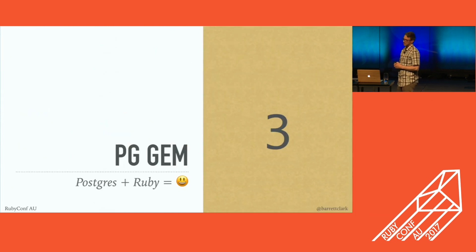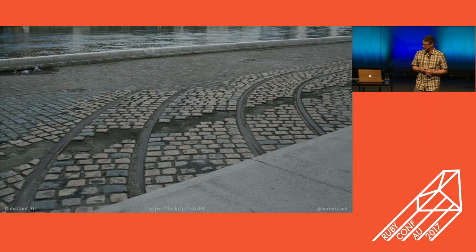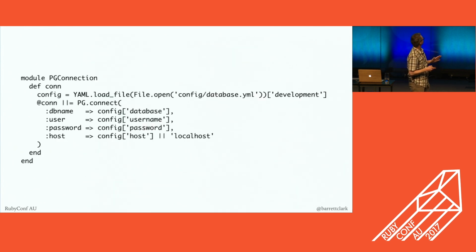Rounding out our tools section, let's talk about how do we even access the database in Ruby. You don't have to use ActiveRecord or Rails to access the database. Here's some plain old Ruby that runs that pg_stat_statements query. There's a lot going on here, so let's break it down.